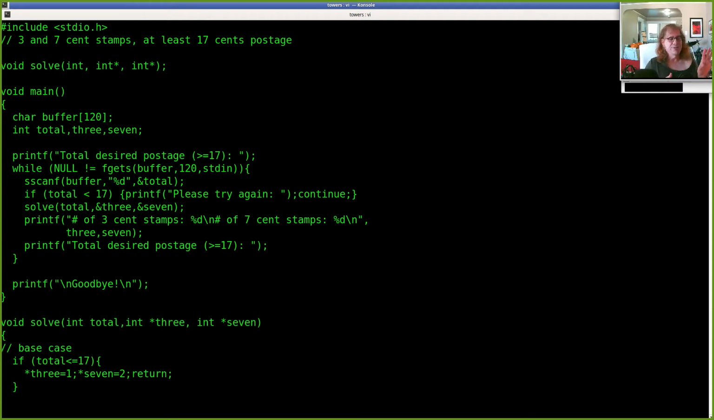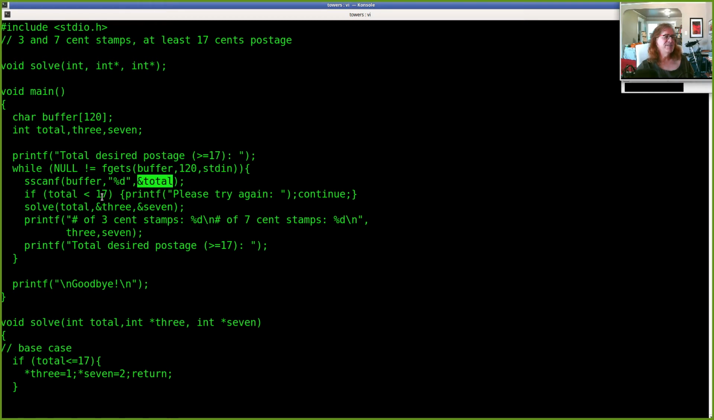But let's just take a look at this from kind of a higher level or a pseudocode level. And, you know, also see there's all this weirdness of doing fgets and scanf and stuff like that. I don't want to get bogged down in that either. Okay, so a really sort of cursory pass through this code. What's going on? I'm going to ask you how much postage you want. I'm going to get that postage into something called total.